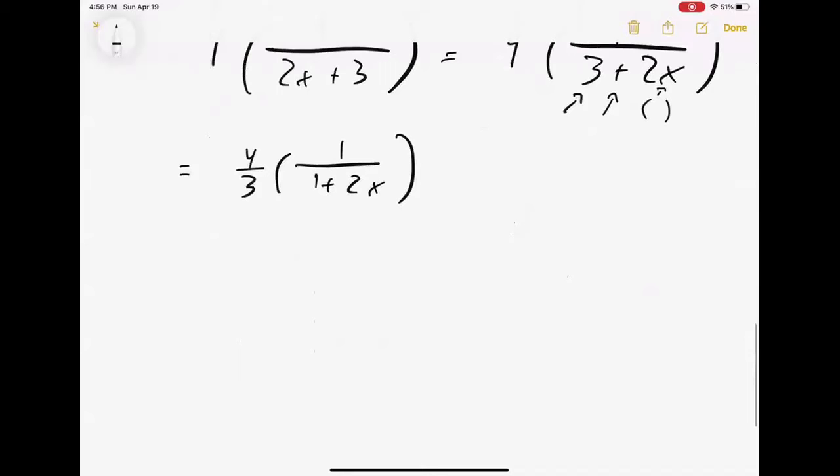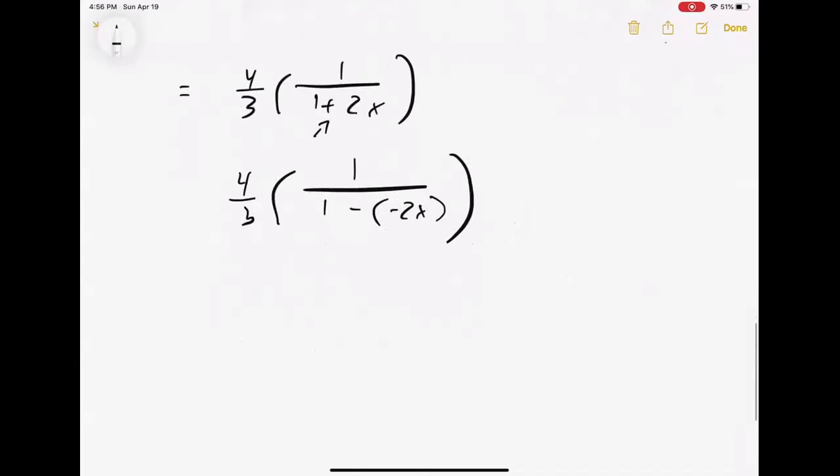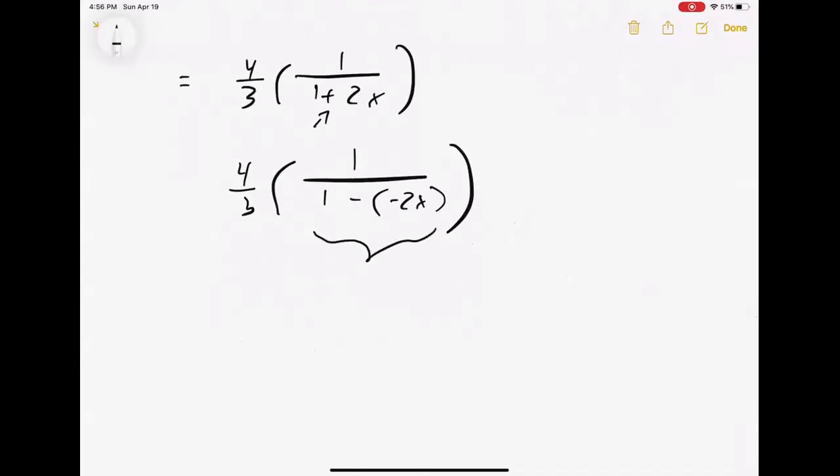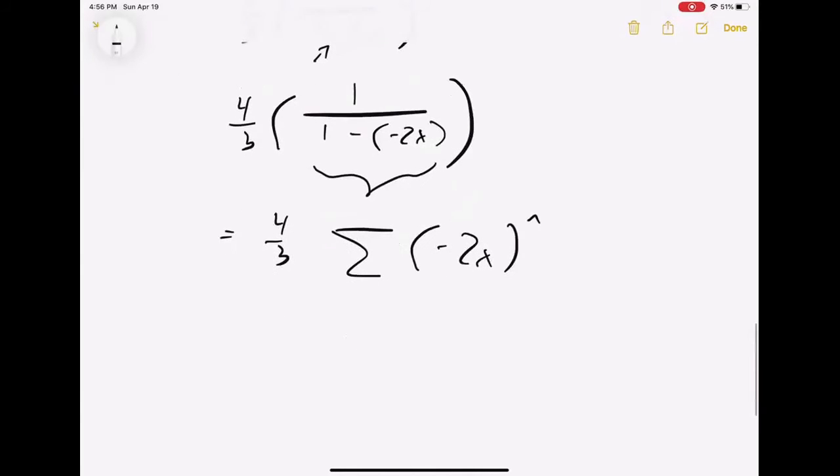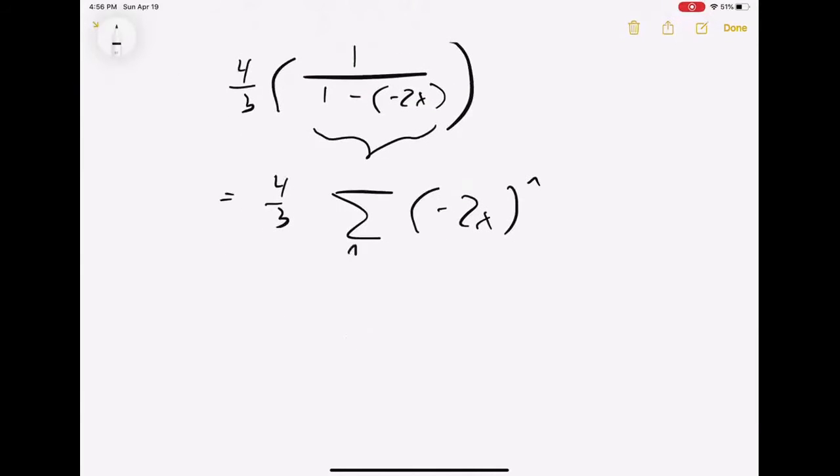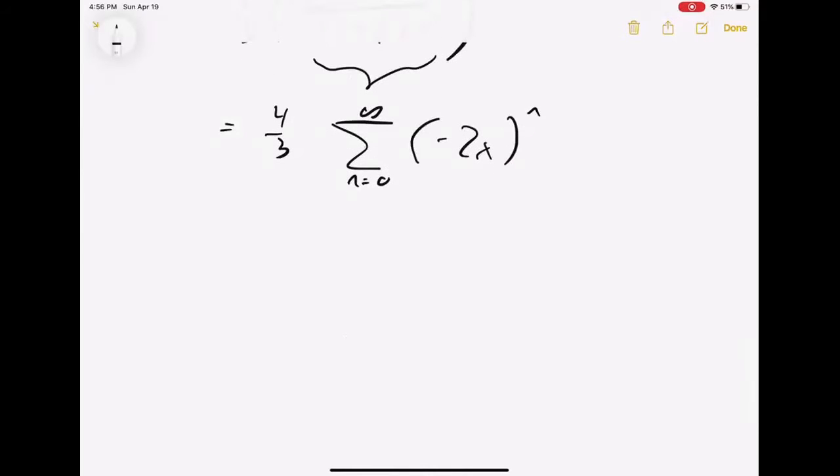All right, and now let's change this to a minus sign. And we'll get this, right? So now this is in a form I can make a power series for. The power series for this would just be negative 2x to the power n, and then I have this 4/3 up front. Now this is a good power series. Let's simplify it by splitting everything up.